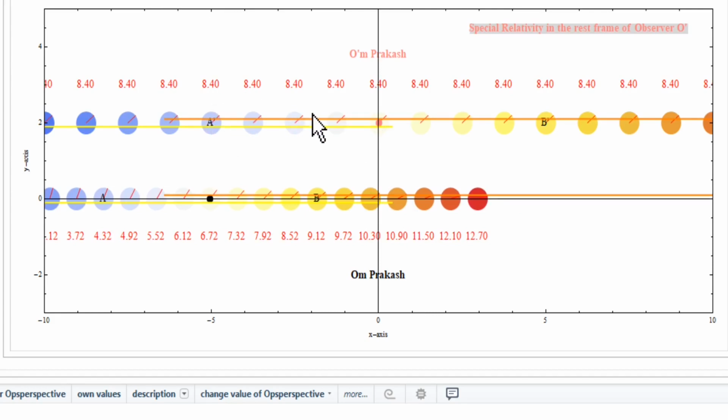Okay, so you see that there's a perfectly reasonable agreement between how Om prime Prakash views the world and how Om Prakash views the world. It's just that the dictionary that they use to translate observations between each other is different from the one that we're used to in Galilean relativity. But this dictionary allows for the speed of light to be exactly the same for all inertial observers.